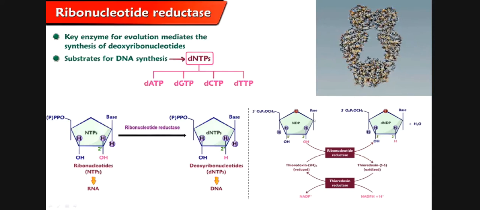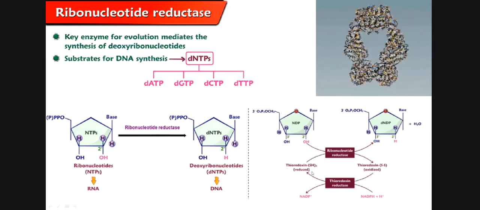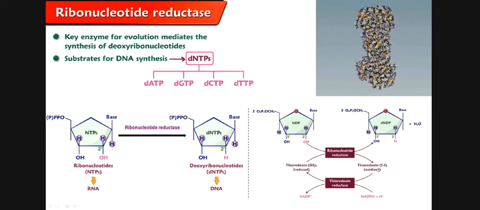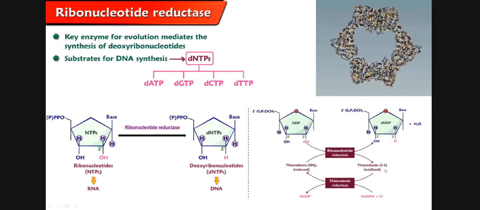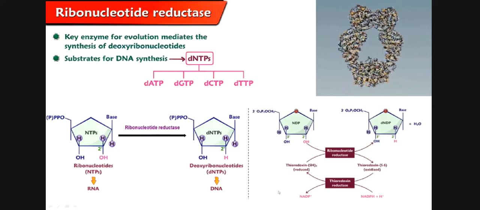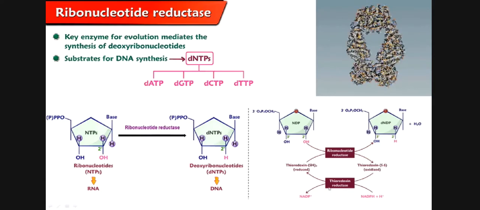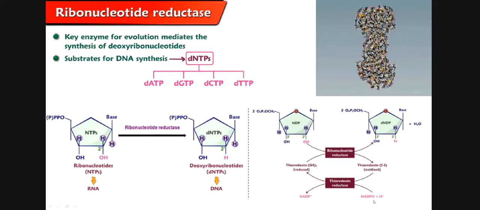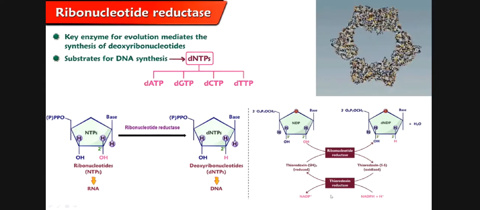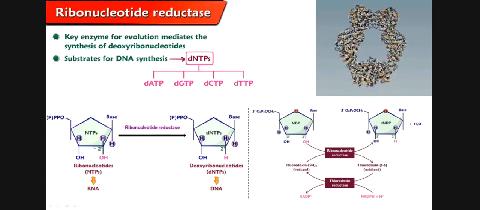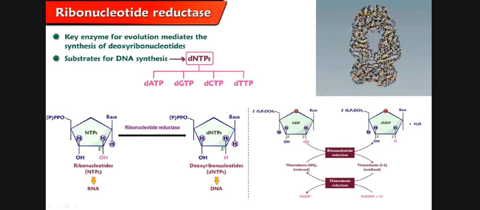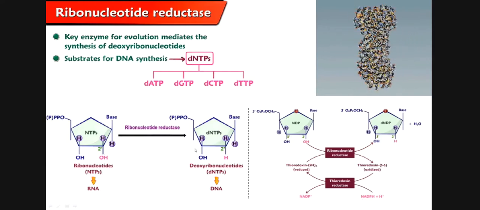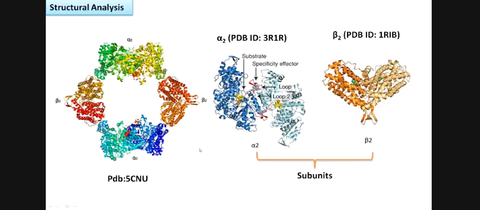This reduction happens in the active site in the presence of two cysteine residues, which are converted to a disulfide bond. This disulfide bond is reduced back to two SH groups in the presence of thioredoxin reductase with the help of NADH. The 2' position of the NTP is reduced, and this hydroxyl group leaves as a water molecule.